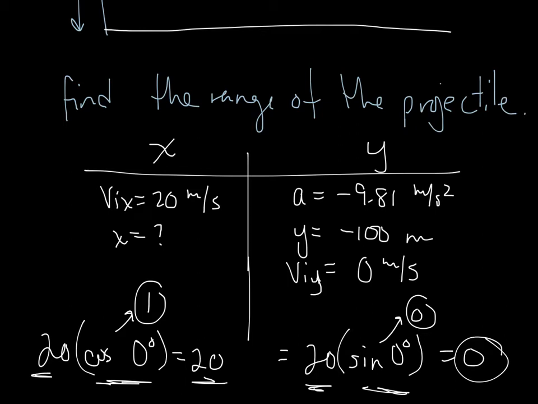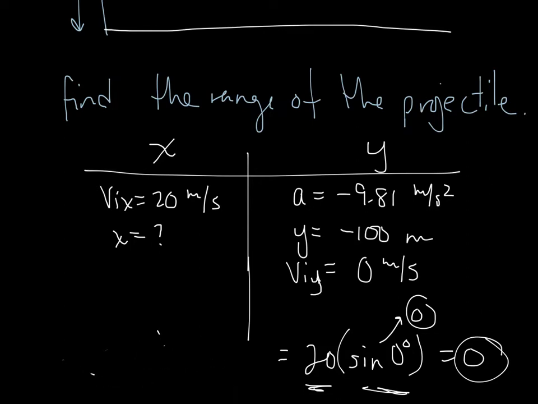So without checking, you would just know that VIY is 0 because it's fired horizontally. Okay, again, the object has been fired horizontally, so I don't really need any of this information. I really don't want you using this information this way. It takes more time to type that in and go through the problem.